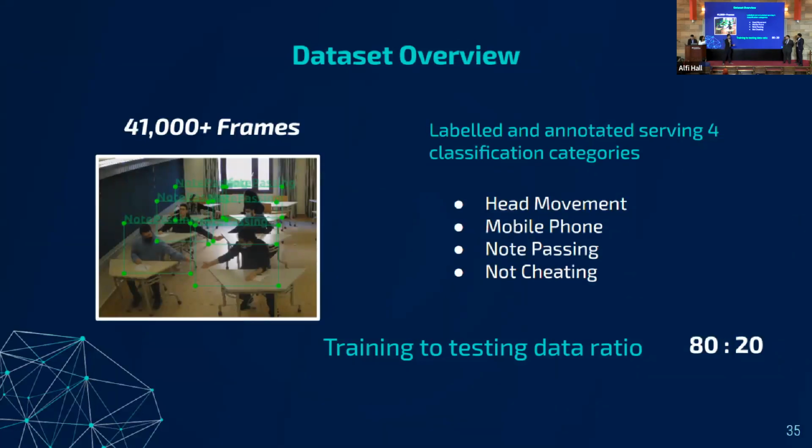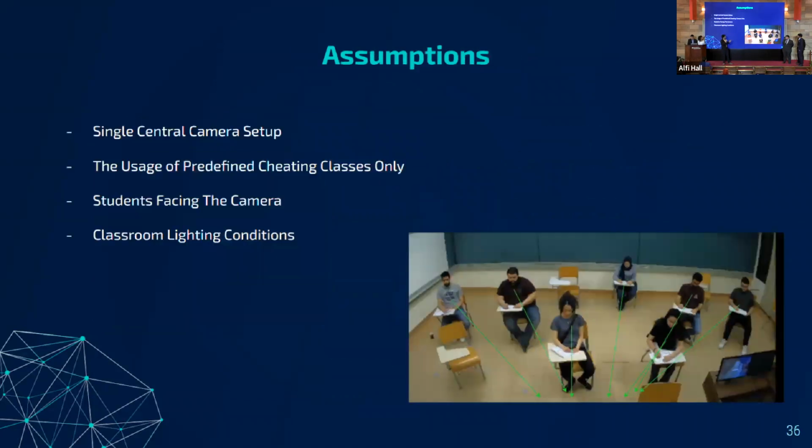The data set was divided between 4 different classes: head movement, mobile phone, note passing, and not cheating. These classes were based on the research that we did, where we found out that these were the common cheating methods. We divided our data between 80% training and 20% testing. We also labeled and annotated the data using a library called LabelImg.